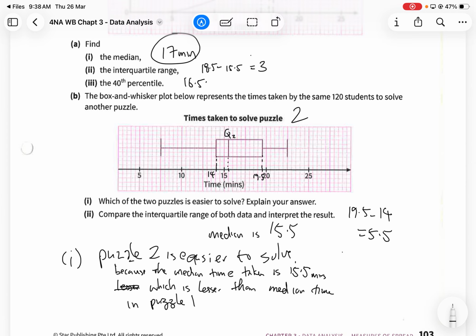Jaden, got anything or not? When you are comparing interquartile range, the first one is 3. The second one is 5.5. So what does it mean? Interquartile range smaller, so what? Interquartile range higher, so what? Does it tell us some other story?